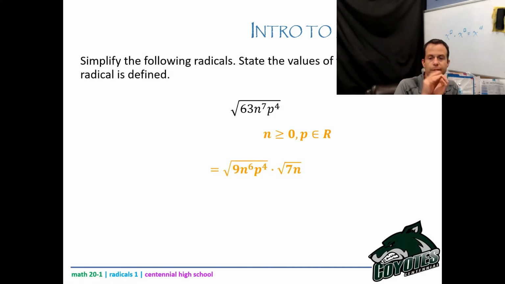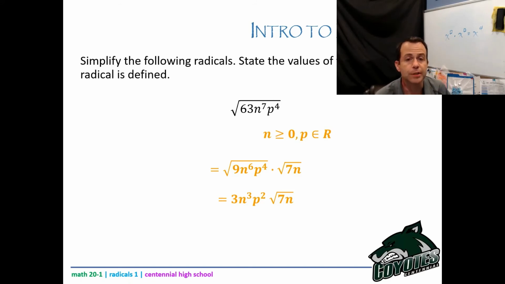So I've got the root of 9 n to the 6 p to the 4 times the root of 7n. Now, I know the root of 9 is 3, the root of n to the 6 is n to the 3, and the root of p to the 4 is p squared. So I end up with 3 n to the 3 p squared root of 7n. Okay, so you break it into your perfect square portion and your non-perfect square portion, and then you take the square root of your perfect square.